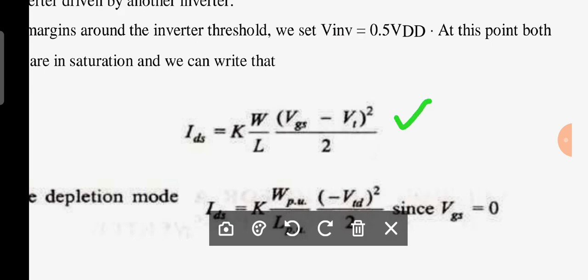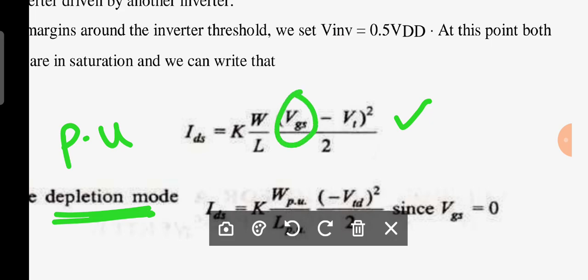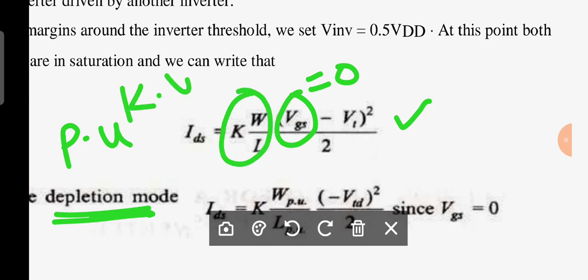Now if you observe that any one of the transistors is going to be operated, that means if it is a pull-up transistor, don't forget it is a depletion mode transistor. For a depletion mode transistor, VGS is equal to what? 0. Are you clear or not? And this can be written as K into W pull-up by L pull-up. I hope you are clear.